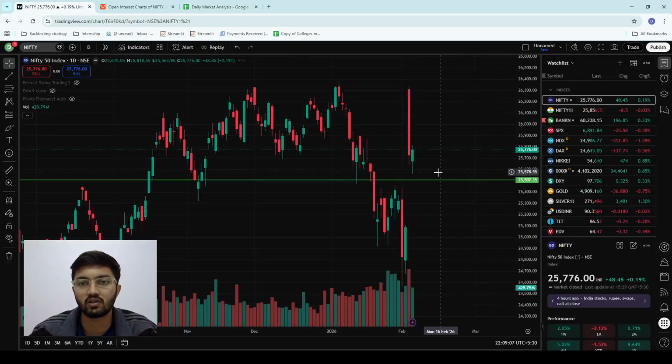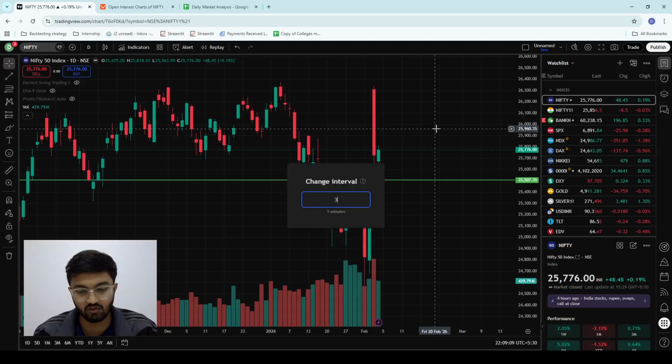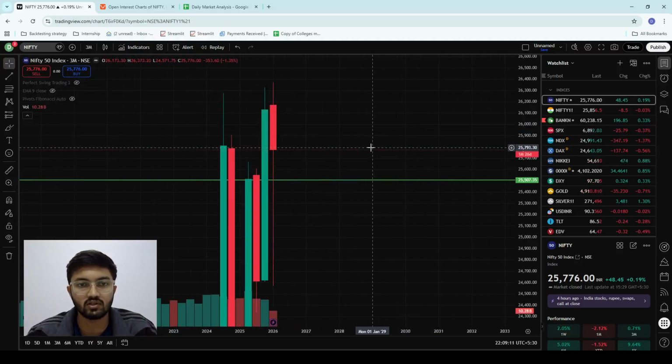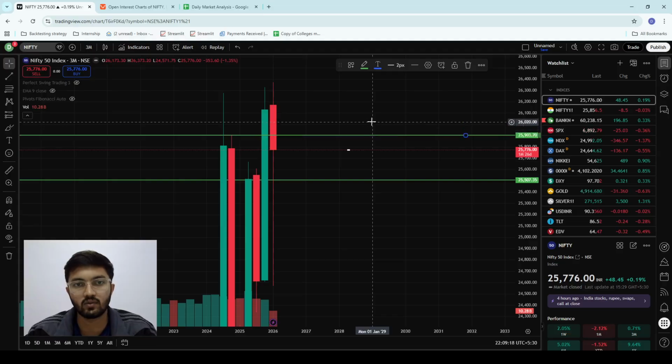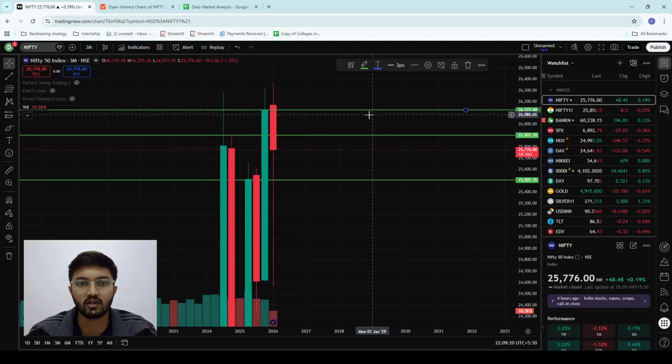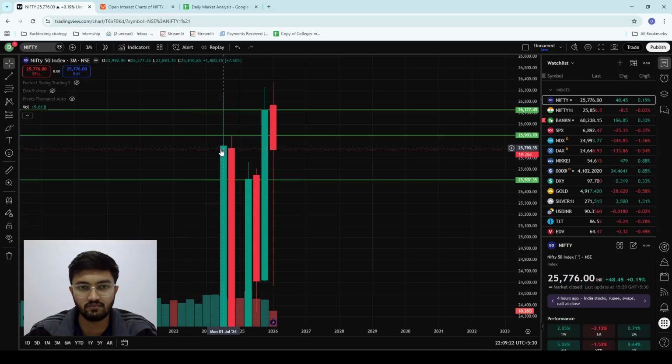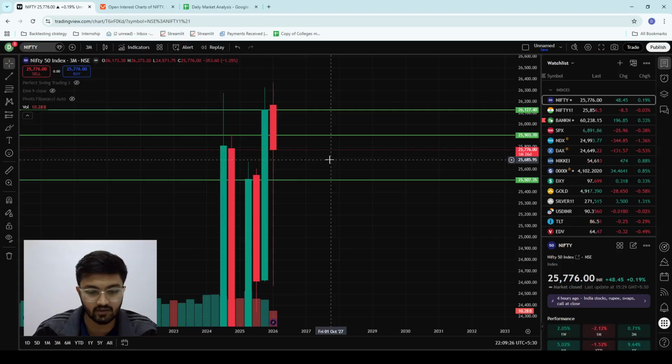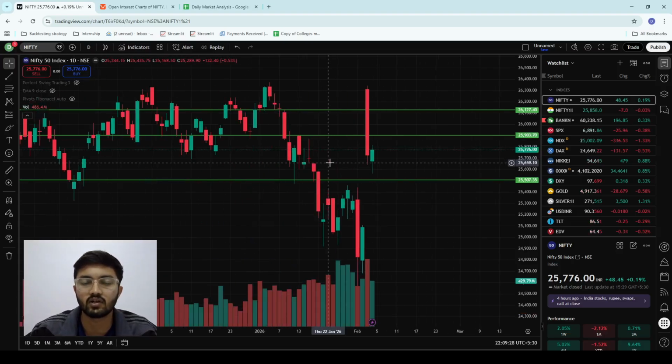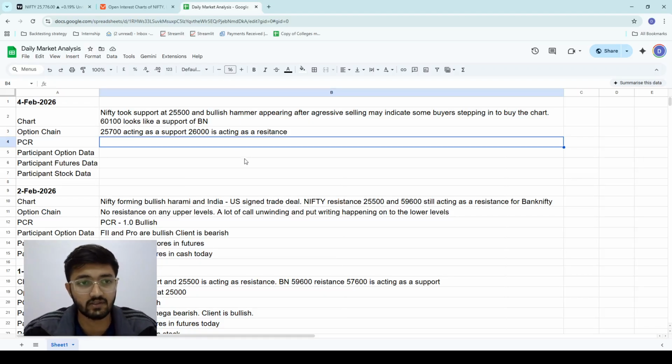So I think we can happily remove this and go to the 3 months time frame in order to understand that resistance. The OI is telling us that the next resistance is at 26,000, a major resistance. It looks like it's going to break this. So 25,900 is the next resistance, and then 26,100 is going to act as our next resistance.